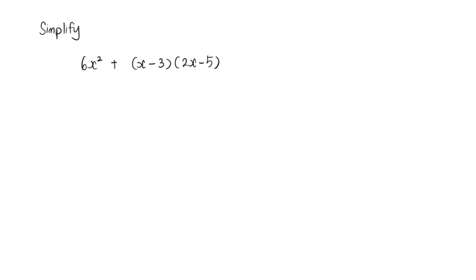Alright, for this question, we have 6x squared minus the bracket of x minus 3 multiplied by 2x minus 5. So for this question, our focus now is on this part here. Because it is positive 1, it's perfectly fine. The sign won't change. So all I have to do is just to expand this out.